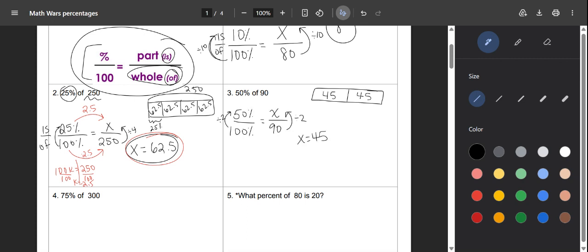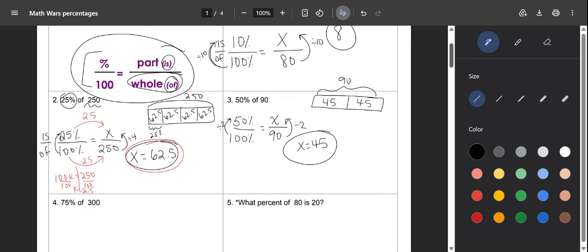Welcome back. Hopefully you arrived at the answer of 45. If we take our bar that's equal to 90 and break it into two equal pieces because there are two sets of 50% in 100%, we see that each piece is worth 45, or you can set up your proportion and solve it that way.